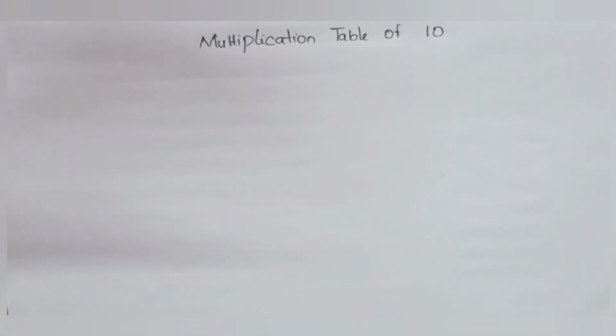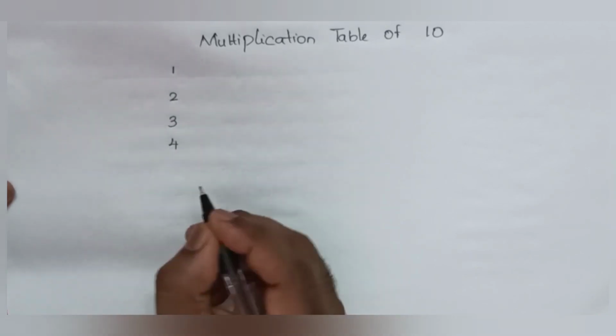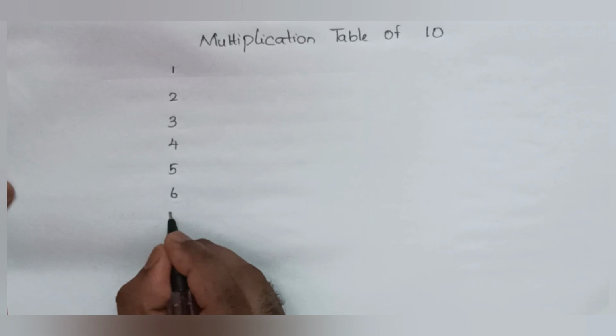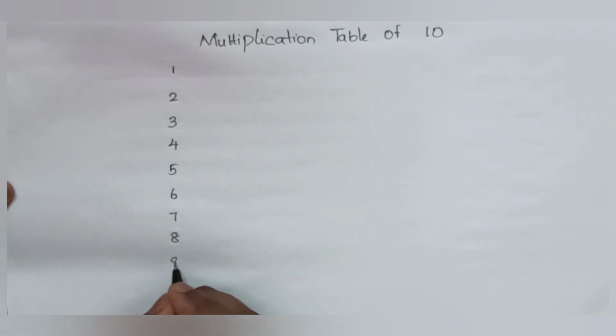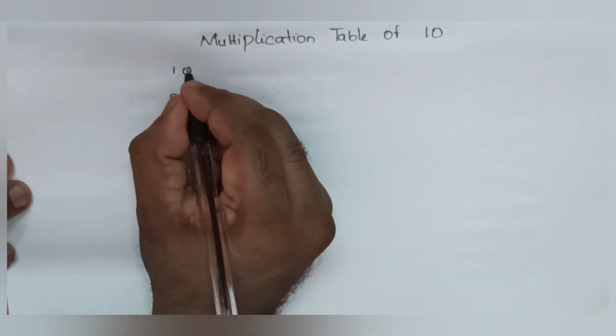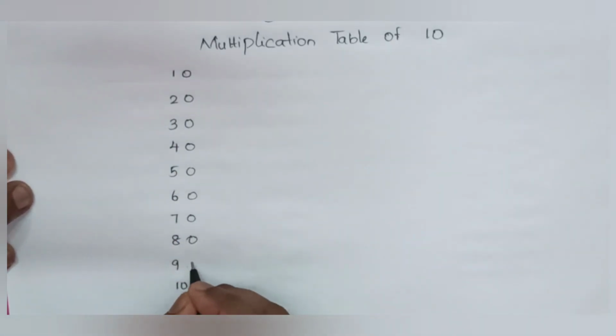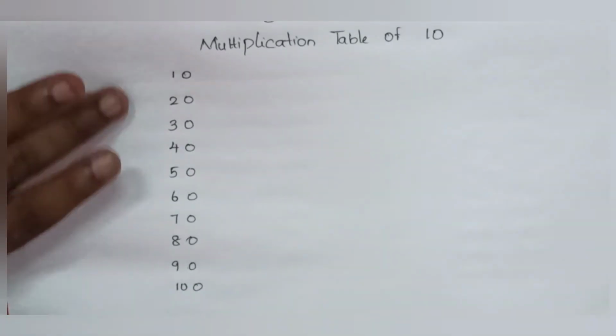Multiplication table of 10. So I'm just going to explain the easiest way of multiplication table of 10. Let me see. So first you have to write 1, 2, 3, 4, 5, 6, 7, 8, 9, 10. So starting from 1 to 10, you have to write in sequence order, and you have to add 0 at the end of every digit. That's all. This is the easiest way.